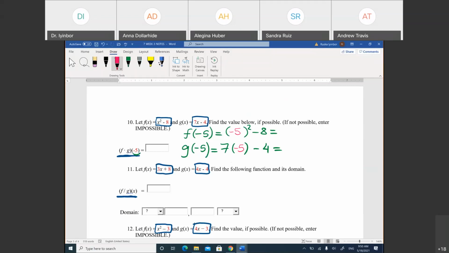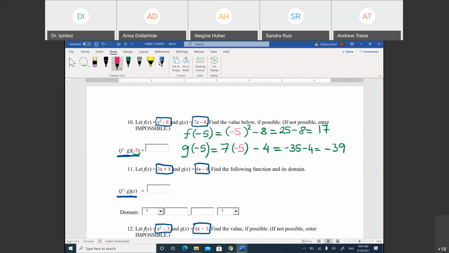So let's see, f of negative 5: negative 5 squared is positive 25, minus 8. What is that? 25 minus 8 is 17. That's right. And then you have 7 times negative 5, which is negative 35. And then minus 4. What is that? Negative 39. That's right. So now what are you doing with those two numbers?